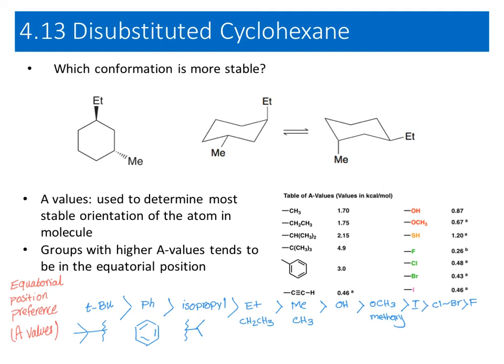Now, to answer the question that which conformation is more stable here, according to this trend, ethyl substituent always prefers to be in the equatorial position more than methyl substituent. Therefore, this conformation is the more stable one because the ethyl substituent is in the equatorial position here.